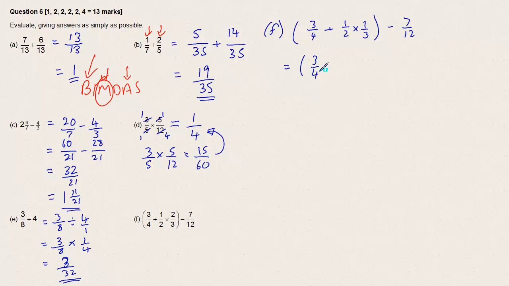So 3/4 hasn't been touched yet. 1/2 times 1/3, 1 times 1 is 1, 2 times 3 is 6, and we're going to take away 7/12 at the end. And now we need a common denominator for these two. 4 and 6 both go into 12, so we could use that. 4 has been multiplied by 3, do the same to this 3 on top. 6 has been multiplied by 2, so the 1 gets multiplied by 2. So that's 9 and 2 is 11 over 12.